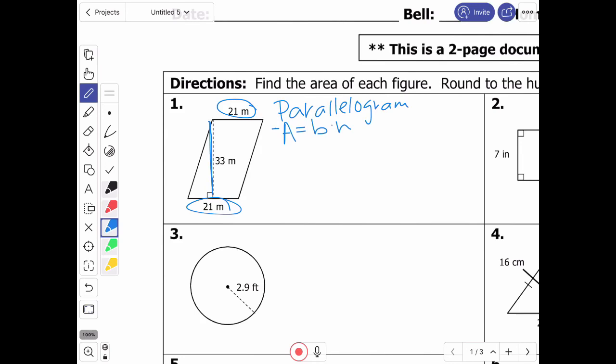Anyway, so the altitude is 33, so that's going to be my height. And then the 21 is going to be my base. So for my area, it's going to be 21 times 33. That looks awful, put parentheses around it. And 21 times 33 is 693. So the area of this parallelogram is 693. And I'm going to remember to put my units to be meters squared.